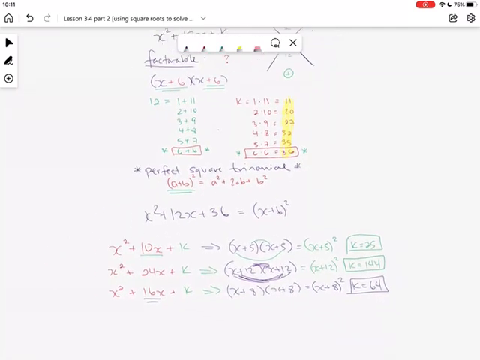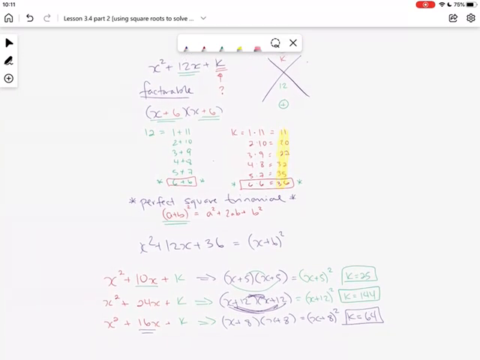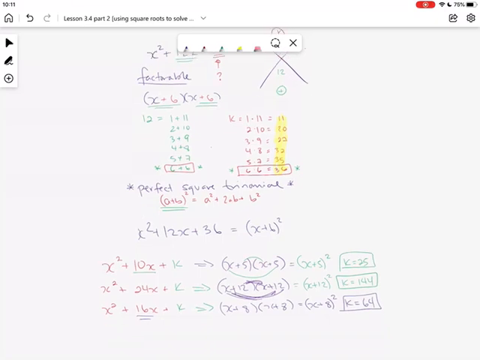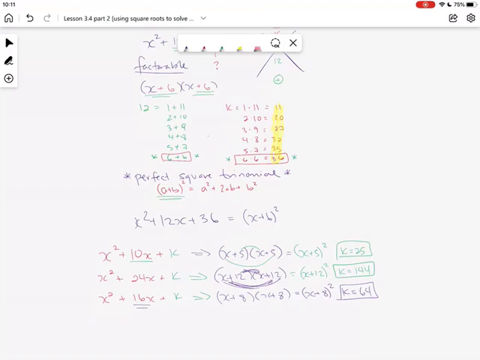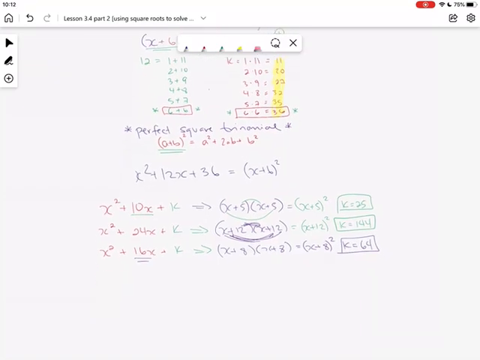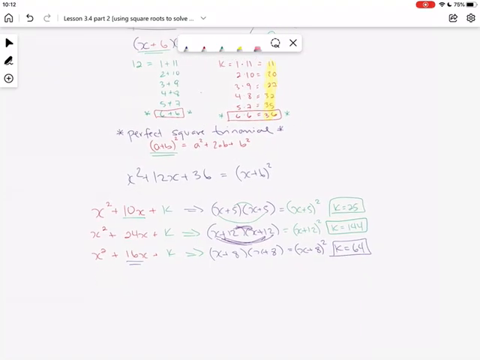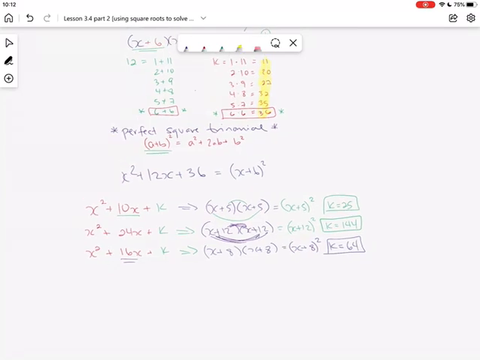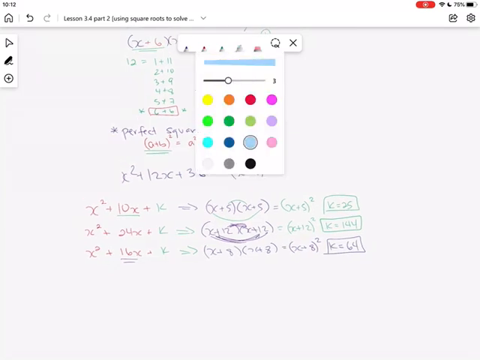So what are we noticing? What do all of these numbers have in common? With the expression x squared plus 12x plus k, we have 6. This repeating x plus 6 all squared. And then for these, we've got these 5s, 12s, and 8s. So what is the relationship here? What's the repeating pattern?